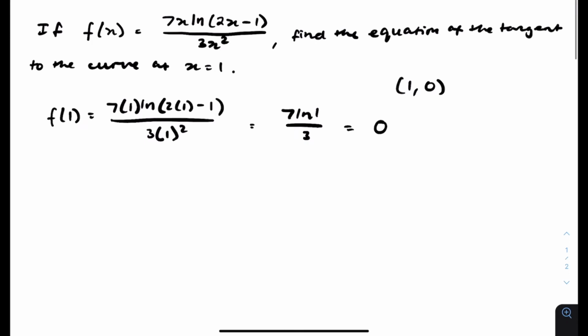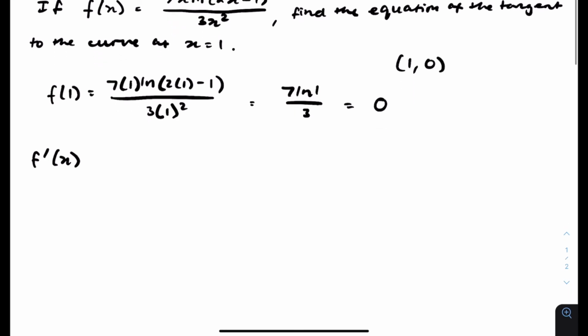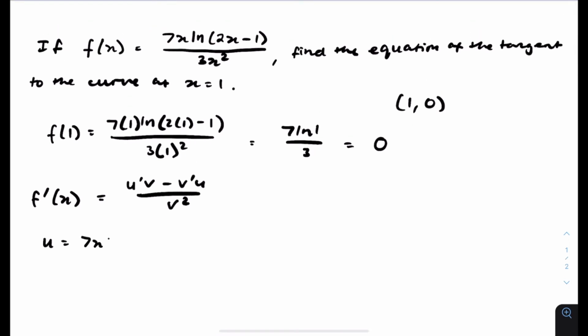So to do this, we need to know what the derivative of f of x is. And here, we'll need to use the quotient rule, but also the product rule. So in the numerator, we have two parts that contain x, 7x and ln of 2x minus 1. So we need to use the product rule to be able to evaluate that, and then we can put that in the quotient rule. So let's just do this. So f prime of x is equal to, according to the quotient rule, u prime times v minus v prime times u over v squared. So our u is equal to 7x ln of 2x minus 1, and our v is equal to 3x squared.